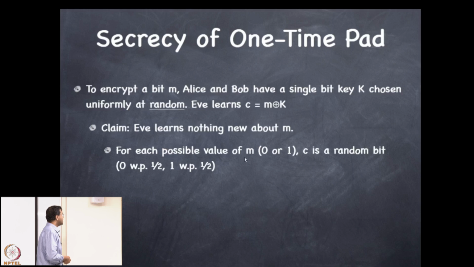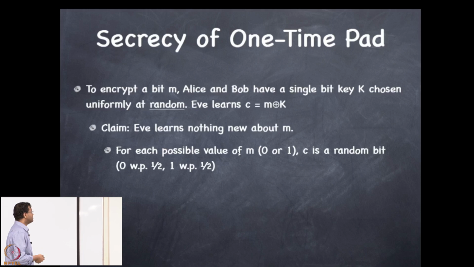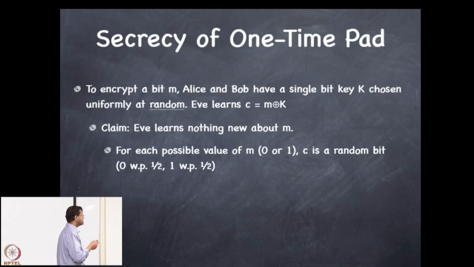So let's say M is just a bit, right? So 0 or 1. So let's say a 1-bit encryption. And irrespective of whether M is 0 or 1, the ciphertext that Eve sees looks the same. The ciphertext is distributed the same way. It will be 0 with probability half and 1 with probability half.